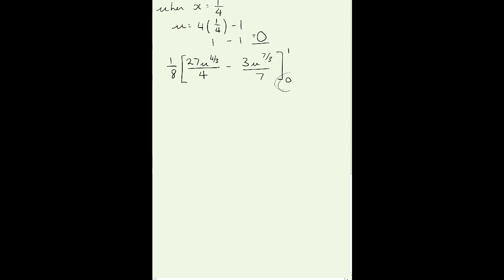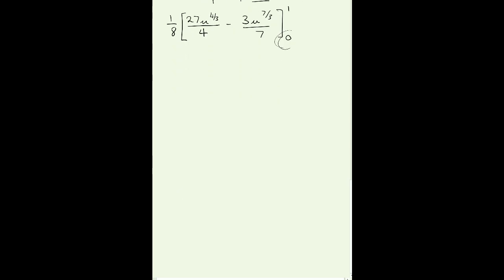Now we're asked for the exact value, so we're not just going to plug it into our calculator, because we're going to try and make sure that we get something that's exact. So I've got an eighth of 27 times by 1 to the 4/3. Now 1 to the power of anything is just 1. So I've got 27 over 4 minus 3 times 1 to the 7/3. And again, 1 to the power of anything is just 1. So minus the 3/7 there.